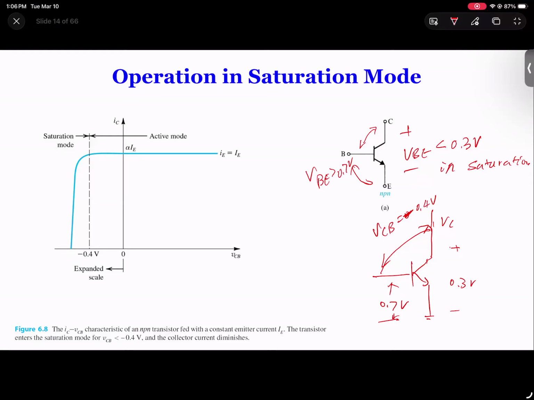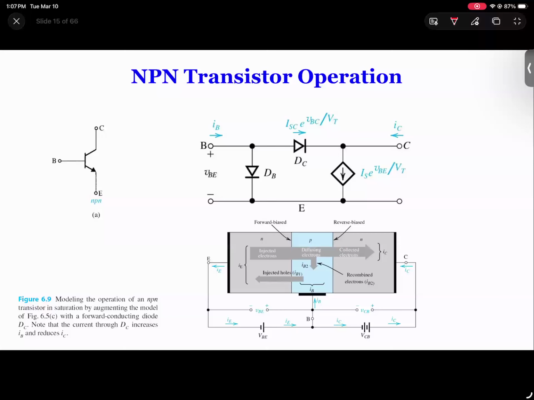So VC is lower than VB. VC is lower than VB in saturation mode. It doesn't really explain anything else. This diagram itself is not so much more information for you. Back to look at how we had this diagram. We want to draw the complete model.